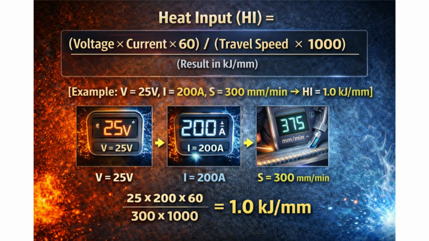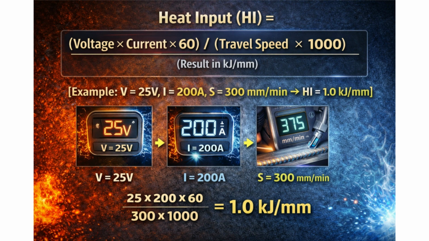Now let's understand the heat input formula. Heat input, or HI, is calculated using voltage, current, and travel speed. The formula is: heat input equals voltage multiplied by current multiplied by 60, divided by travel speed multiplied by 1000. The result is expressed in kilojoules.